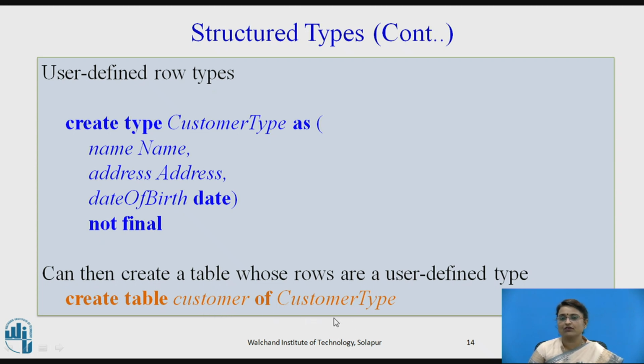So this is also one of the examples of creating a table. Create table customer of customer type. And what does customer type have? Customer type has name, address and date of birth. And what does name have? Name again has a structure type with first name and last name. Similarly, address is also a structure type, holding the zip code, the street and the city.